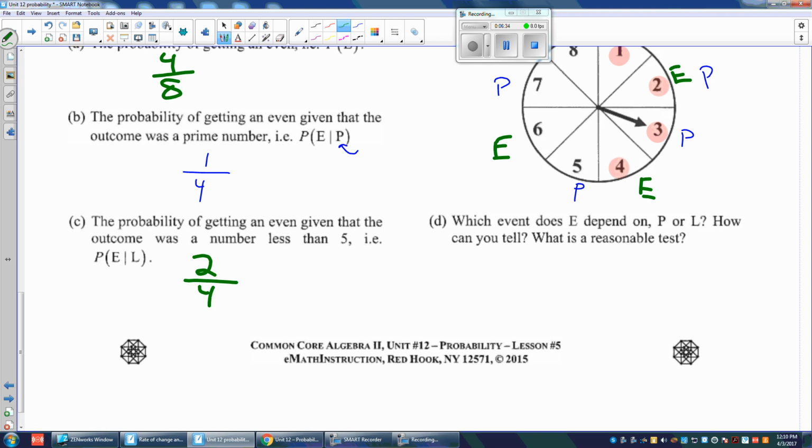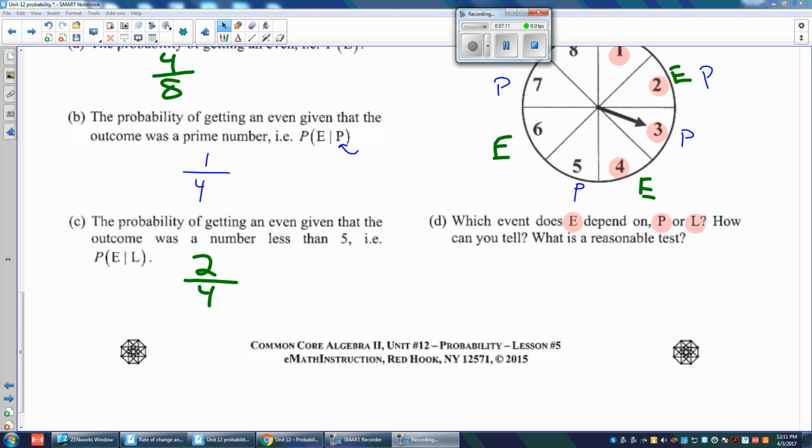Which event does even depend on? Prime or less than 5? To understand, which event does even depend on? Prime or less than 5? How can you tell? What's a reasonable test? Let's figure out what depend means, or dependence. So let's say you hand me your global test. I grade it. Does your average in class change?